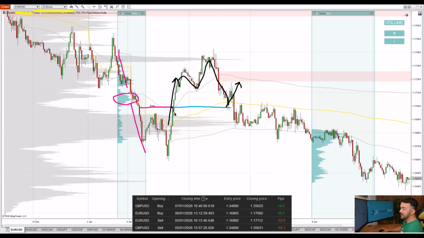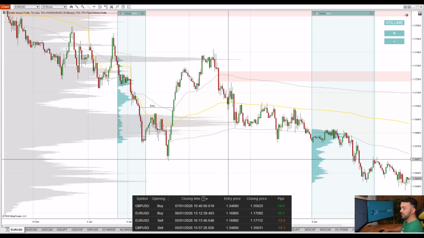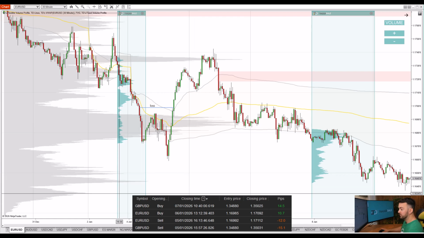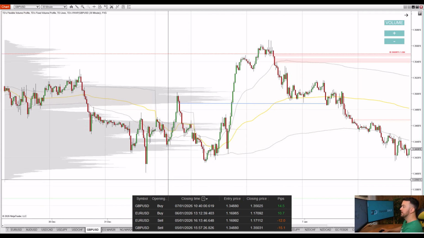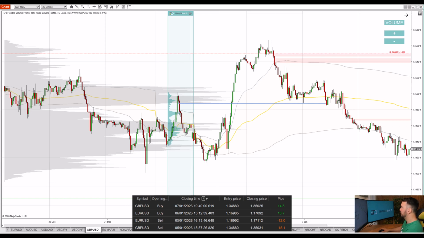Now, a very similar scenario was on the trade on the British pound. That was also from the prediction from the previous week's video. That trade on the British pound was short based on this volume cluster. So this was the resistance and I went short from there.